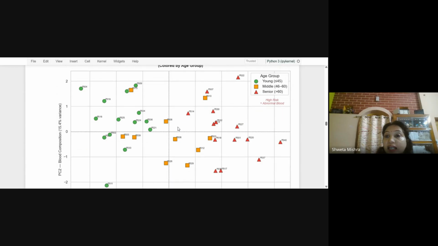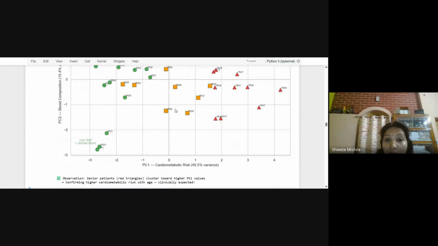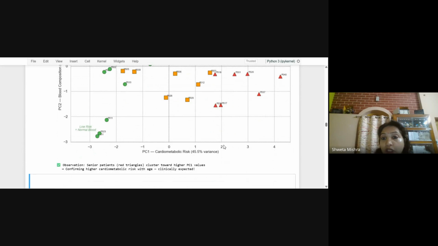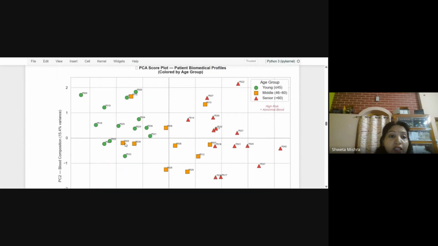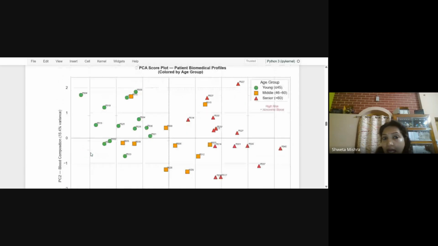Similarly, if you look at the middle aged, they are all between -2 and +2 on principal component 1, and on PC2, which means blood composition. Since they are in the middle of that range, they are not very much impacted or affected, but yes, they are. And the green ones are low risk and normal blood, and here they are totally related to principal component 2.